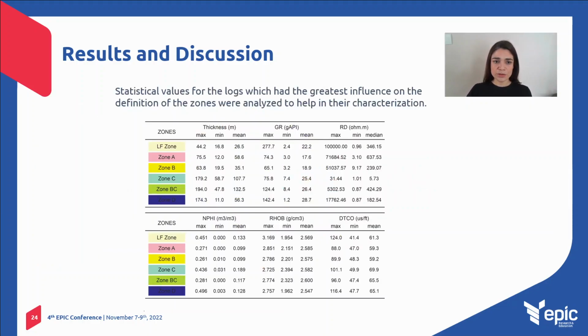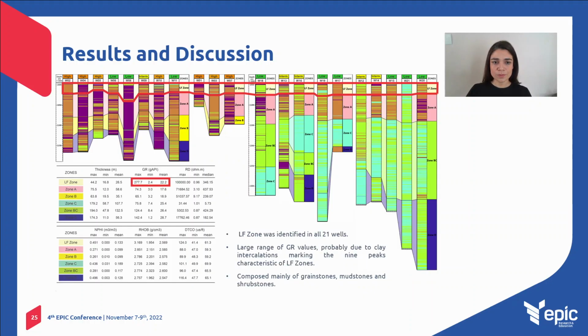And statistical values for the logs which had the greatest influence on the definition of the zones were analyzed to help in the characterization of the zones. So Lula's finger zone was identified in all 21 wells, and the most significant characteristic from the well log responses is a large range of gamma ray values, probably due to the clay intercalations marking the 9 peaks characteristic of Lula's finger zone. And the zone is composed mainly of grainstones, mudstones, and shrubstones.